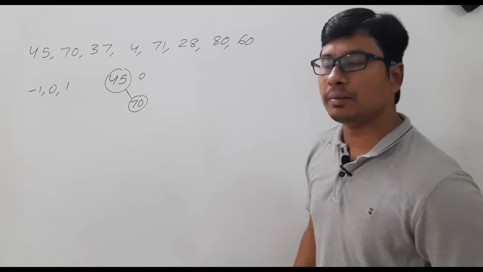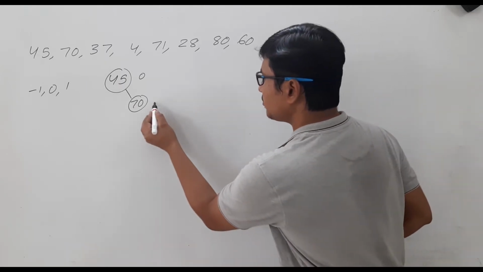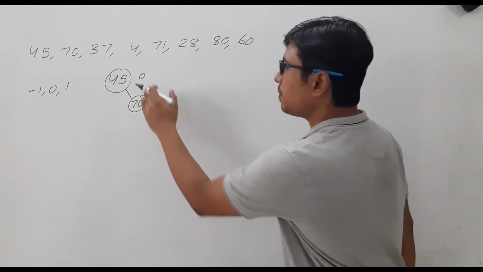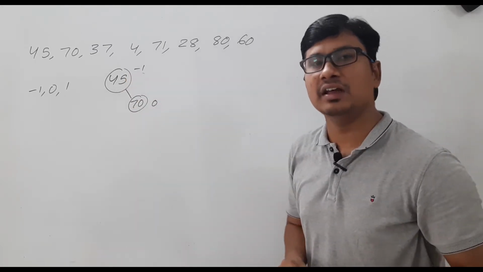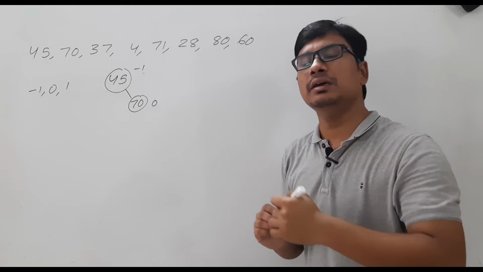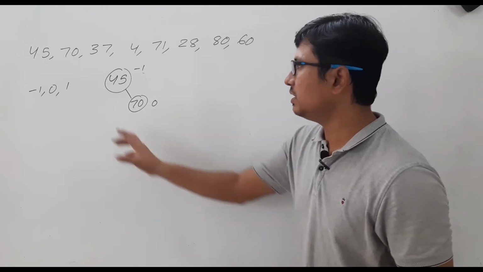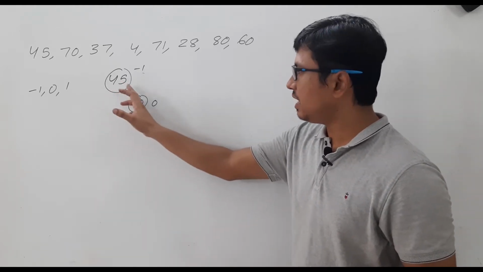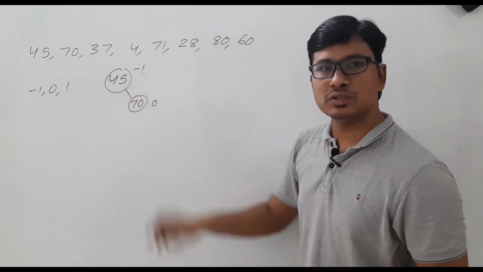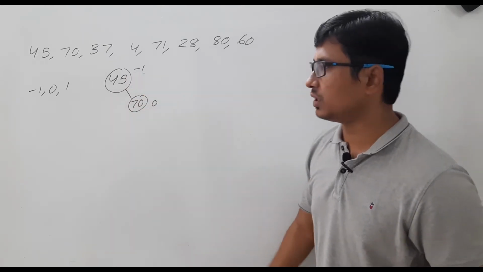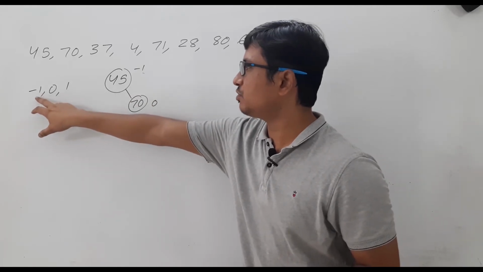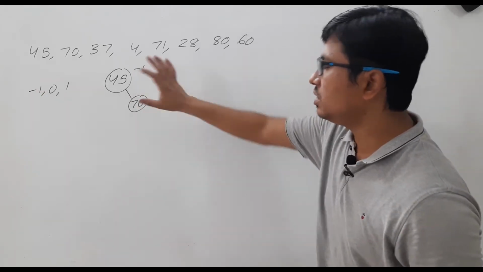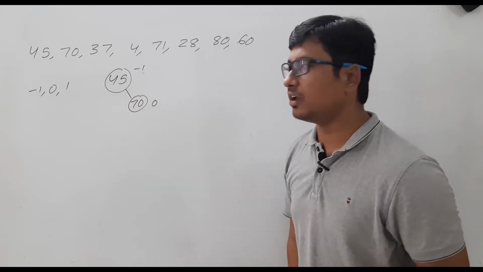Now compute the balancing factor. Balancing factor of this node is 0 and balancing factor of this one is -1. How to compute the balancing factor? Height of the left subtree minus height of the right subtree. Height of the left subtree is 0, height of the right subtree is 1. So 0 minus 1, you got -1. Still, all the elements' balancing factors are in the range from -1 to 0, so I can say that still it is an AVL tree.